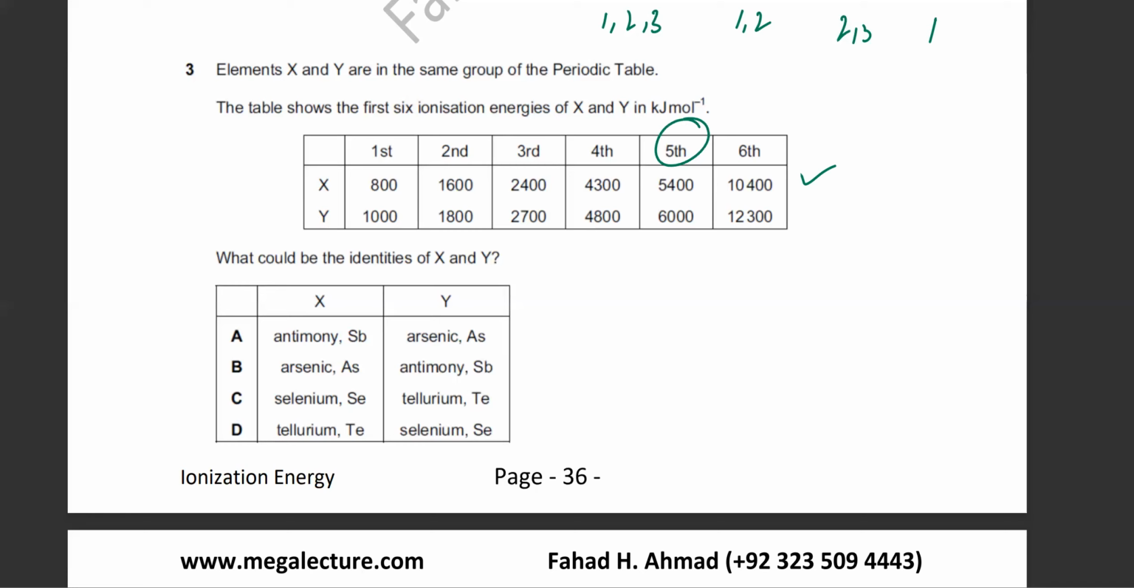Because there's going to be a big jump, that means you're going into the inner shell all of a sudden when there's a huge increase. So the 6th electron belongs to a place somewhere close to the nucleus. These are the outer shells. So they will both belong to group 5.